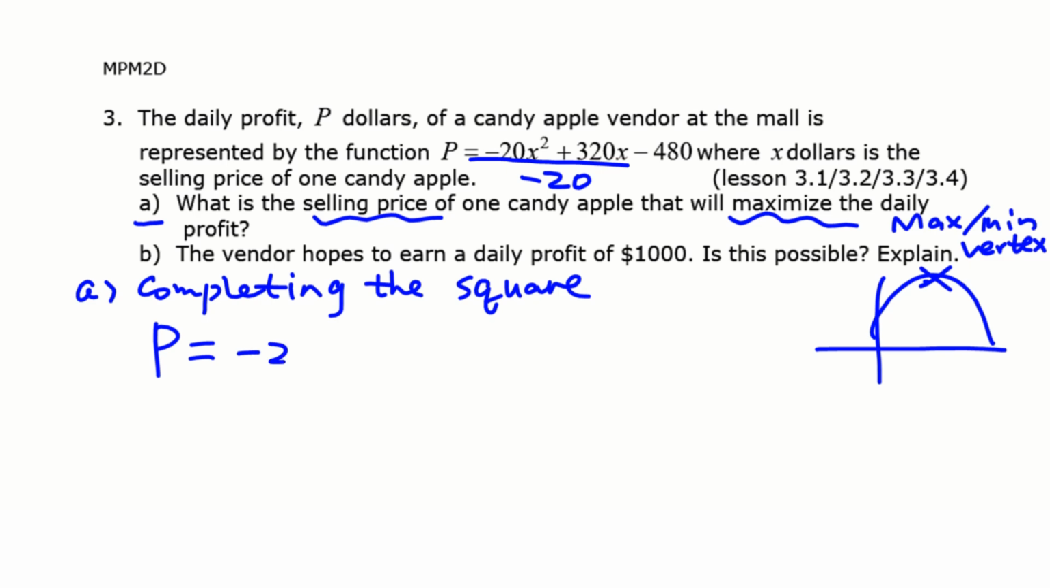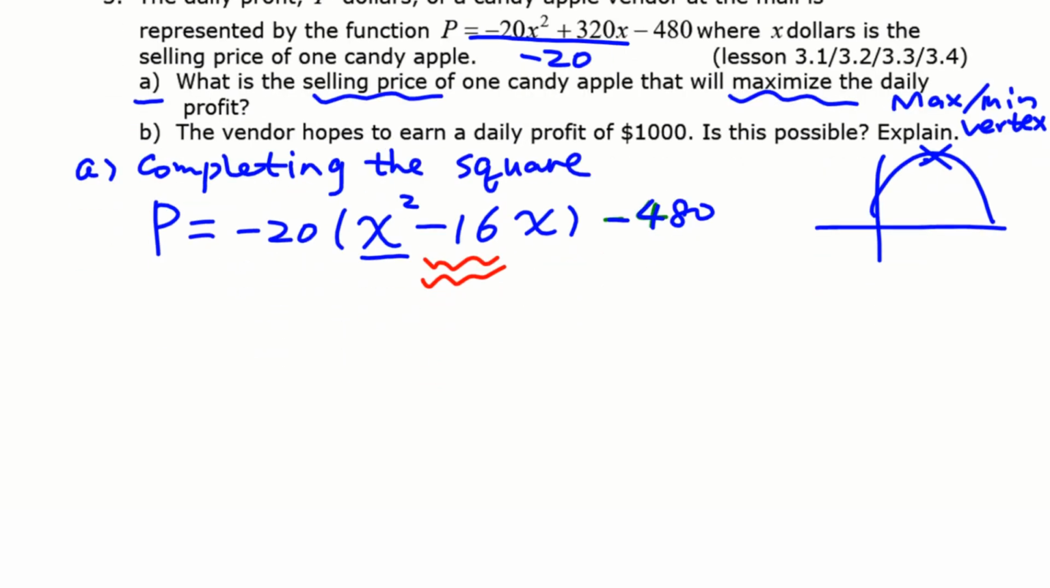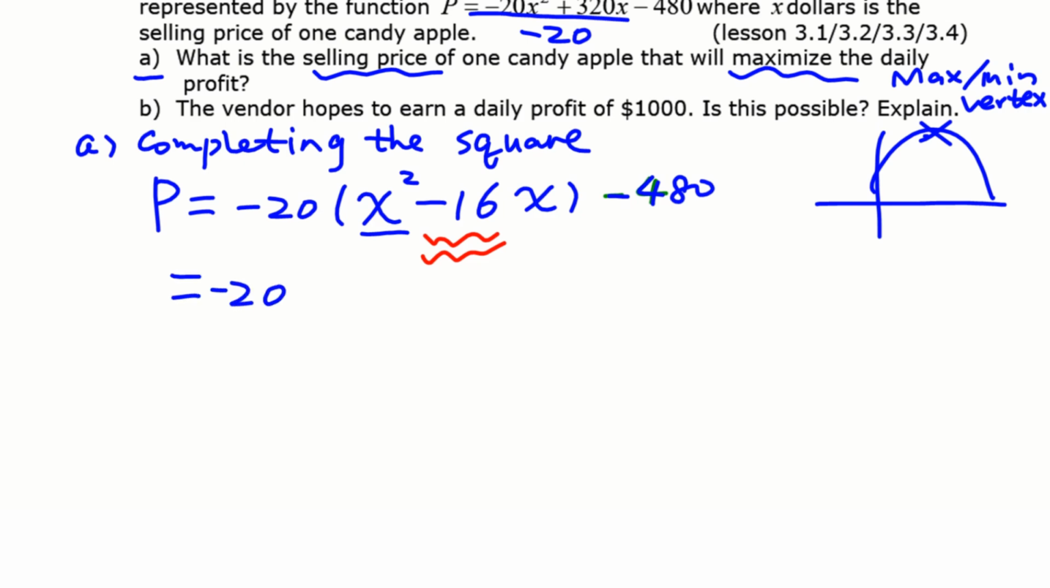So -20, then in the bracket we want 1x squared there. So -16x. Please make sure to do the division and change the sign. This is a common mistake you may make. So positive divided by negative is negative. Then leave the number outside of the bracket, the constant. Then you could do the box.